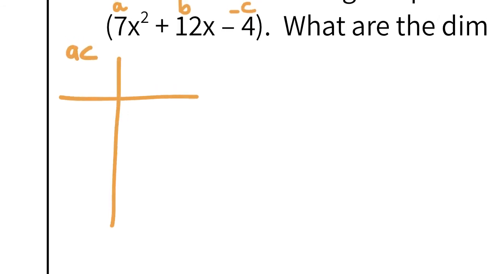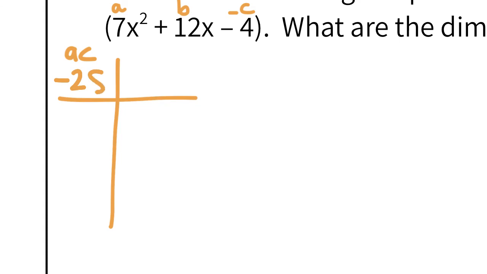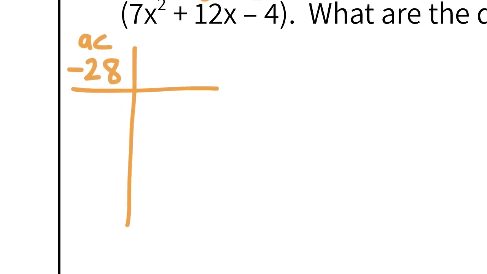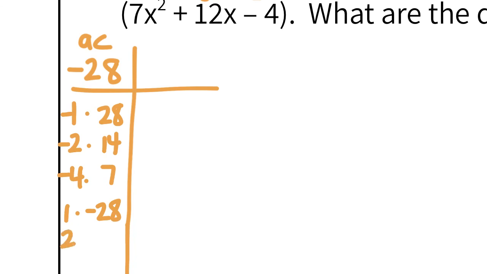So A times C would be negative 28. Okay, and what are all the ways to multiply and get that? So I could have negative 1 times 28, negative 2 times 14, and negative 4 times 7. And then, of course, the other way around. So 1 times negative 28, 2 times negative 14, and 4 times negative 7. So we're looking for the one that has a sum equal to B. So which one adds up to positive 12?